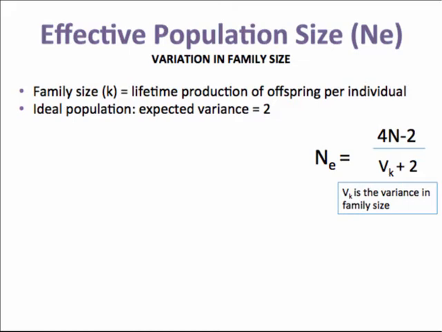And this is the equation that we're going to use to calculate this. So you would calculate effective population size, and that's Ne = (4N - 2) over (Vk + 2), where Vk is the variance in the family size. So here's an example.